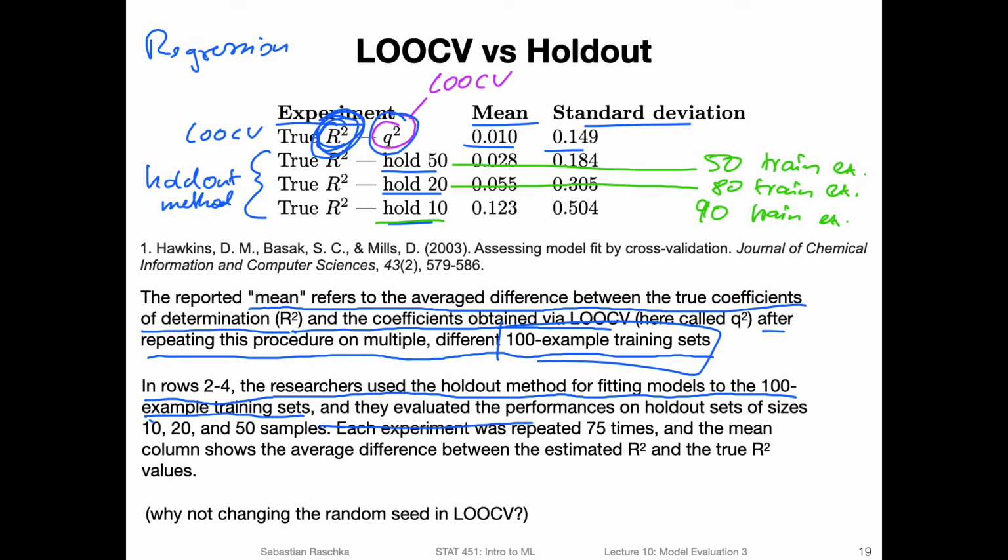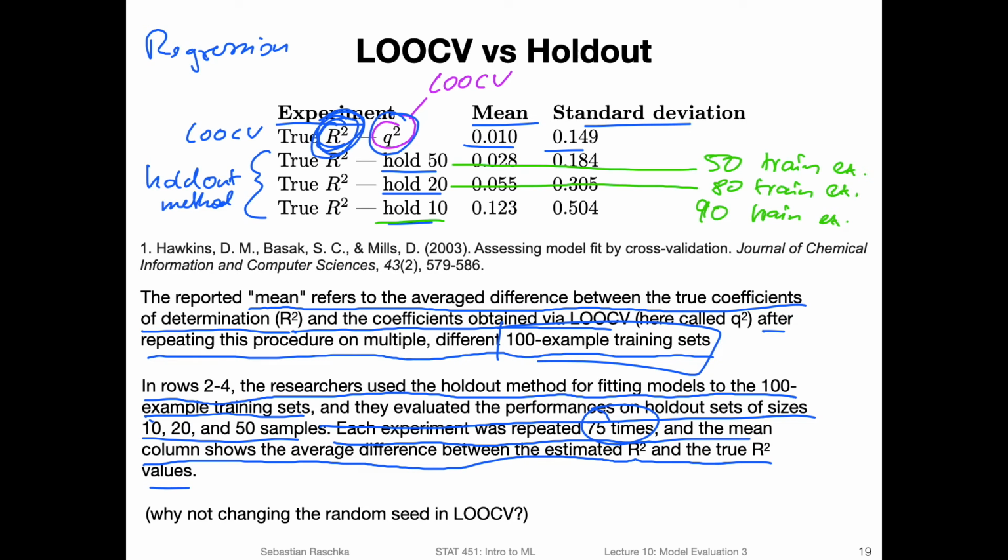And they evaluated the performance of the holdout set sizes 10. Each experiment was repeated 75 times, and the mean column shows the average difference between the estimated R2 and the true values. So here they repeated the experiments 75 times.